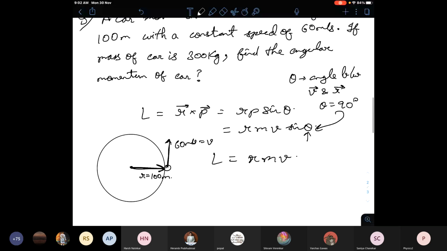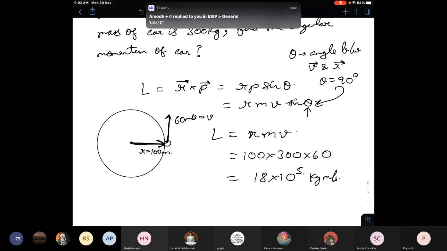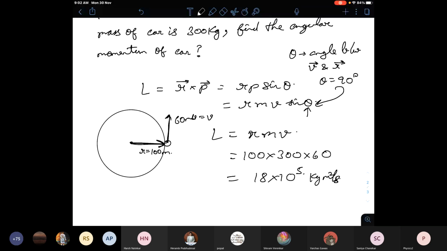R is 100, mass is 300, velocity is 60. So this comes out to be 18 into 10 raised to power 5 kg meter square per second. This is how you write angular momentum. You can also write it as 1.8 into 10 raised to power 6, same thing, it doesn't matter. Whenever linear values are given to you, use r cross p.